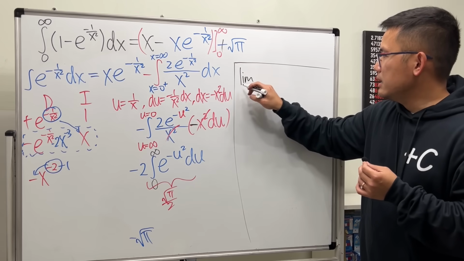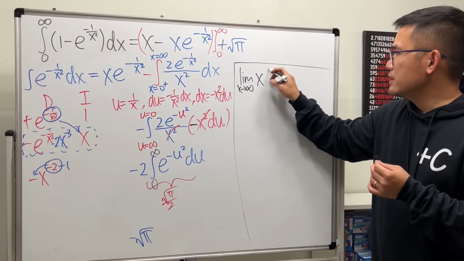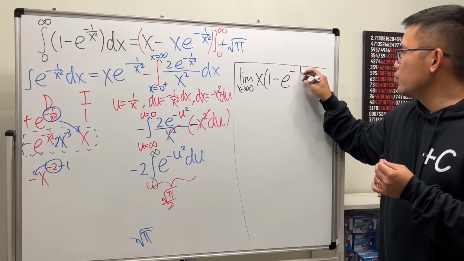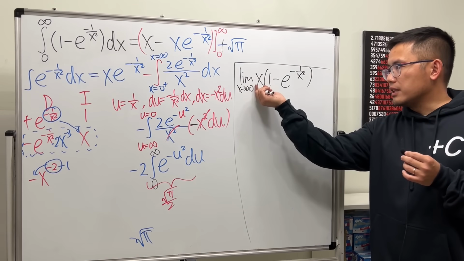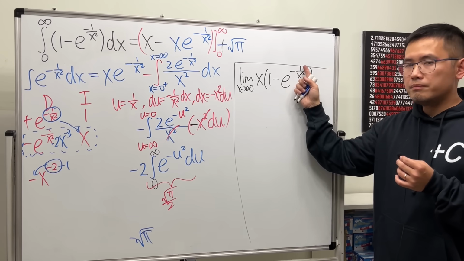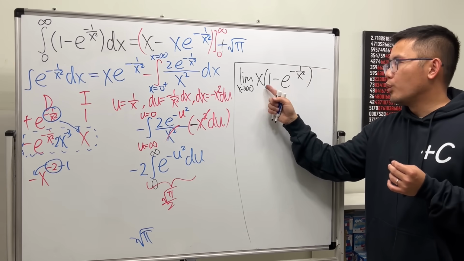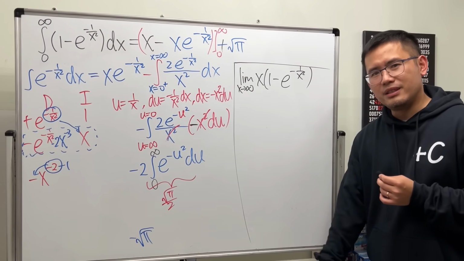Focus on the limit as x approaching infinity. Let me factor out an x first, and then we have 1 minus e to the negative 1 over x squared. Well, that will give us infinity. Put infinity to here, negative 1 over infinity is 0. 1 to the 0th power is 1. 1 minus 1 is 0. So this is infinity times 0, still indeterminate.